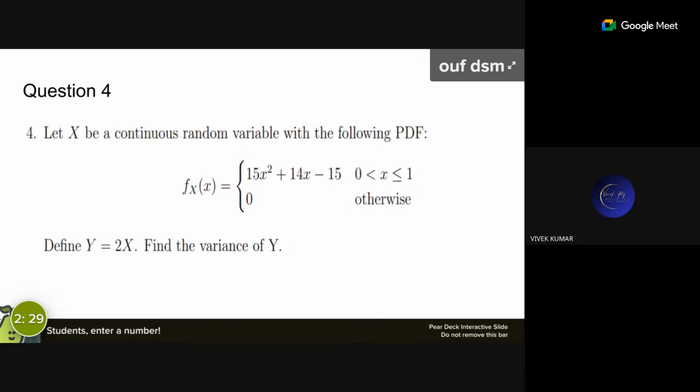Ma'am, this one is the same function, like the previous one. We have corrected the PDF, 11. It's not a valid PDF, so we will go with the valid PDF. So I changed it from 15 to 11. 11.66, ma'am. Okay.